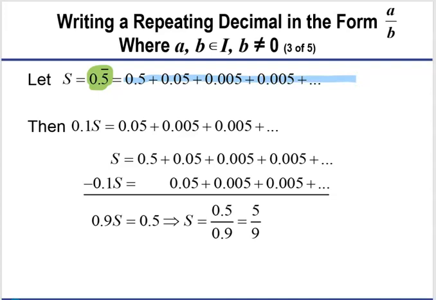Okay, now notice what they did. They multiplied both sides of this equation by 1/10. Now, if I multiply the blue here, the right side, by 1/10, does that not move the decimal to the left for each one of these? So 5/10ths turned into 5/100ths. 5/100ths turned into 5/1,000ths, on down the line.